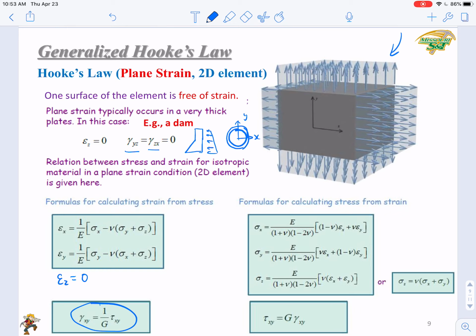Those equations can be used to calculate strains from stresses. If you want to calculate stresses from strains, here are the three equations for plane strain cases. It is worth noting that the third equation can be simplified into a shorter version as shown here.